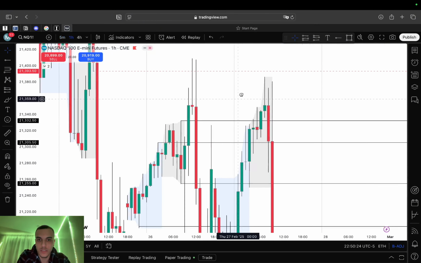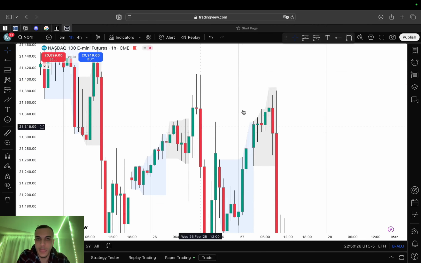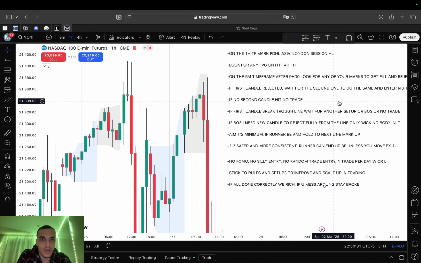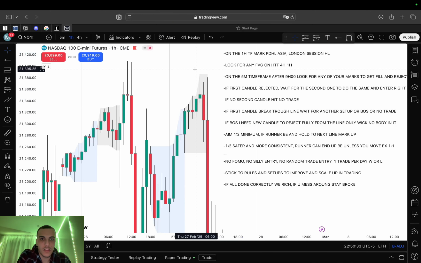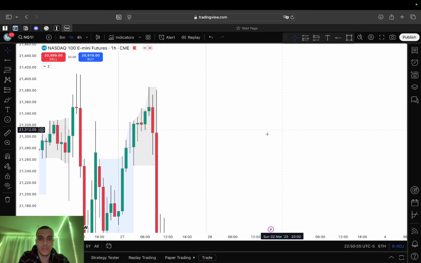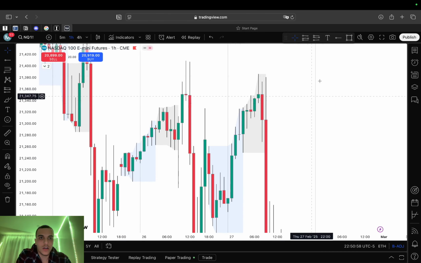So yeah, that's what I was explaining. If first candle rejects, wait for the second one to do the same and enter right away. So that's what we were doing. But Wednesday, if candle breaks through the line, wait for another setup, okay, or break of structure. So we wait for another setup, which it just came back, only the wick, and from there we got our entry again. Okay, next day.